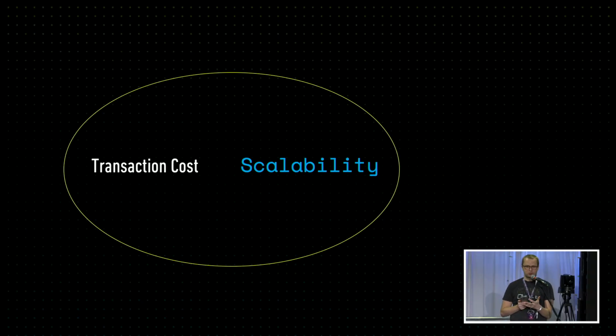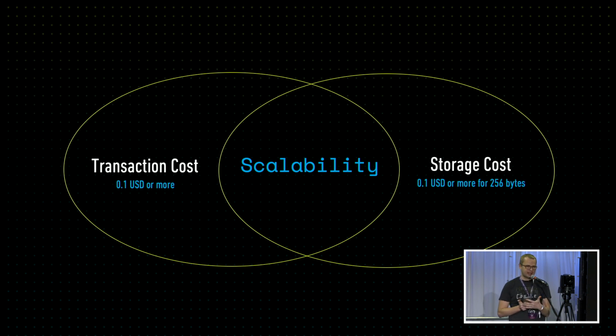And the question is why this happened. The most important problem is scaling. And scaling itself has several pieces. One of the pieces is transactions. Transaction cost is high on ETH. You pay like 10 cents or more per transaction, and it can go higher due to market conditions. Also storing things is expensive, right? If you want to store 256 bytes, you pay at least 10 US cents. So both storage and transactions are expensive, and that creates lots of problems for dApp adoption.